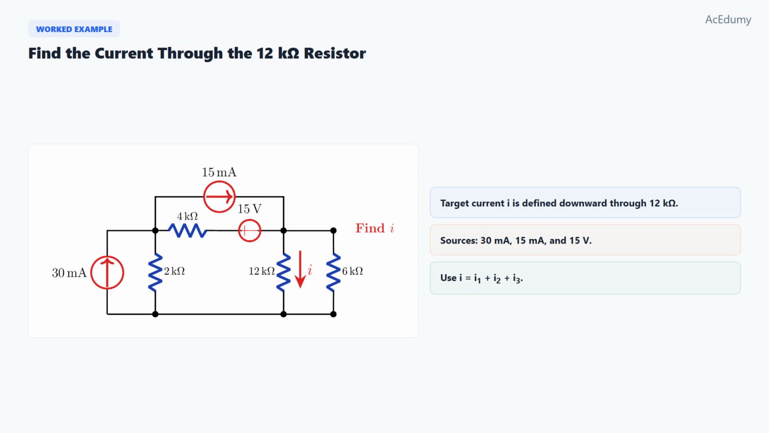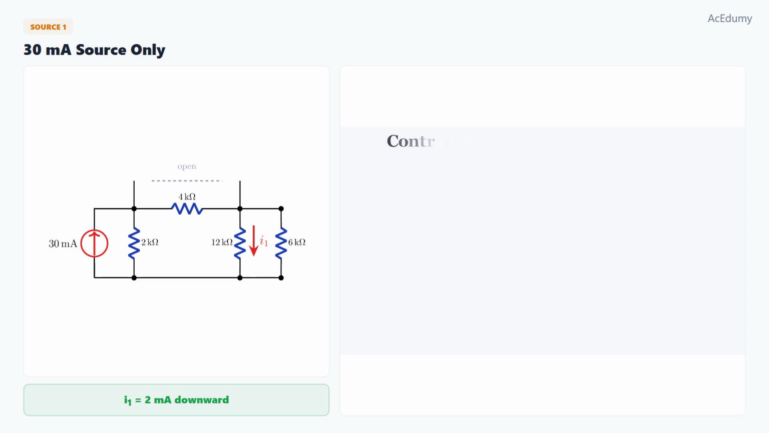In the worked example, we need the downward current I through the 12 kOhm resistor. There are three independent sources: a 30 mA current source on the left, a 15 mA current source on the top branch, and a 15-volt voltage source in series with the 4 kOhm resistor. So we will write I equals I1 plus I2 plus I3, where each term is the contribution of one active source. First, keep only the 30 mA source active.